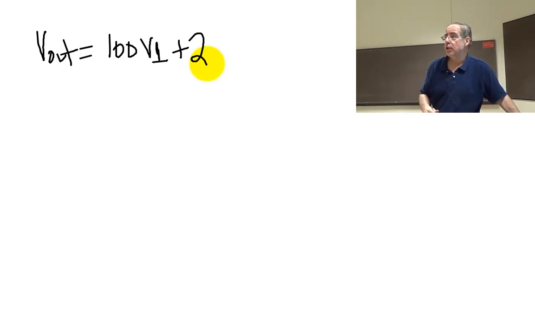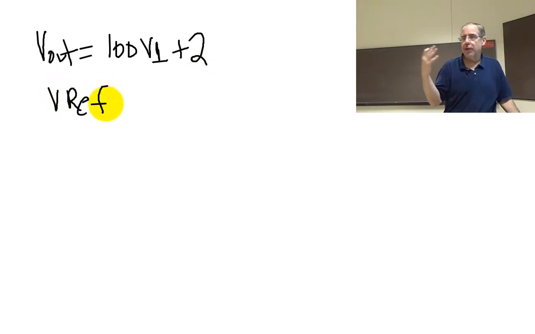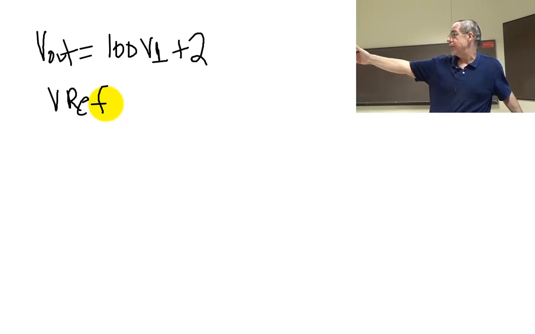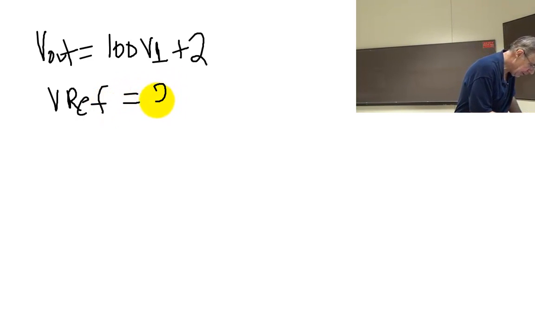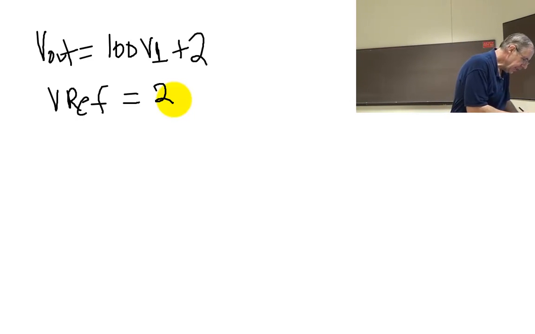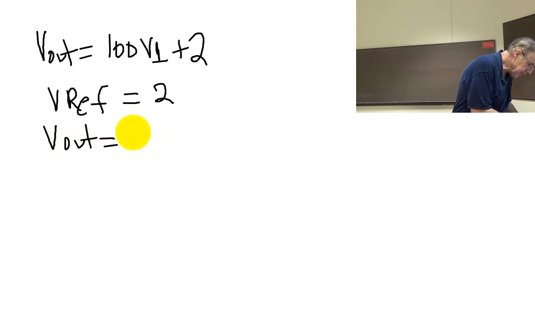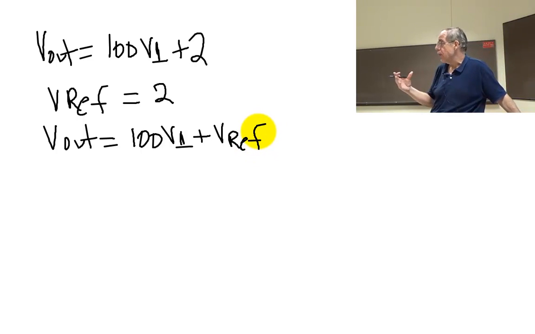So the first step was to choose a reference. And so you've got to build it with a 4041. So in order to finish the test, what reference would you like to choose? Yeah, let's just pick a 2-volt reference. Why not? You could pick a 1-volt reference and it'd be just as easy, but 2 volts is pretty straightforward. So we're going to have this equation here: Vout equals 100 V1 plus Vreference.